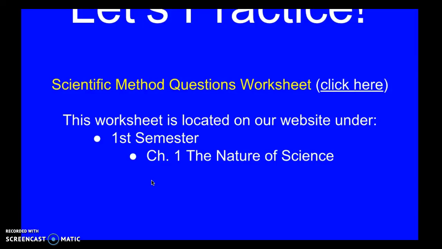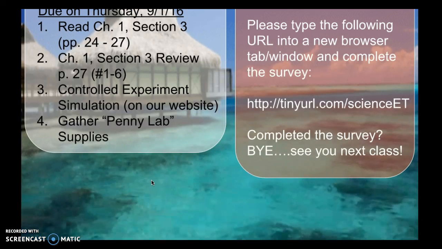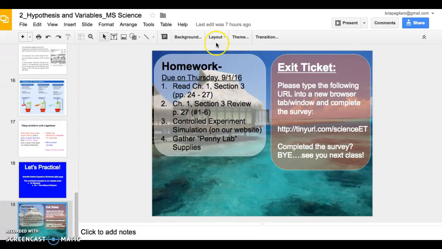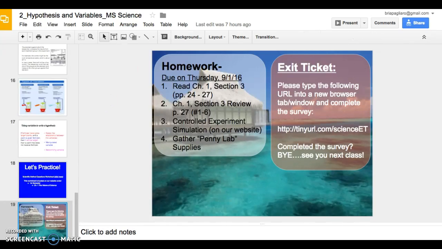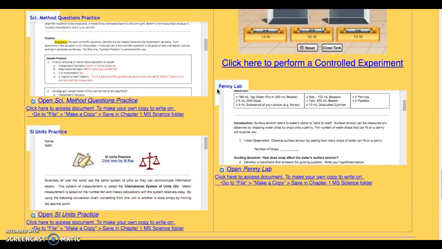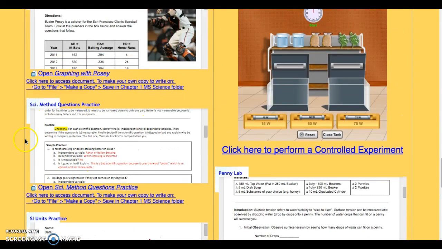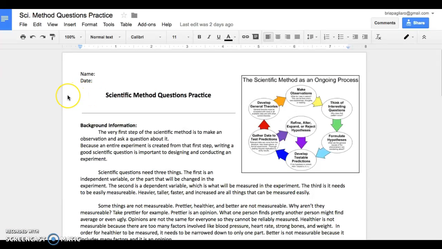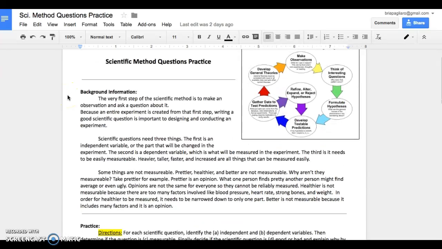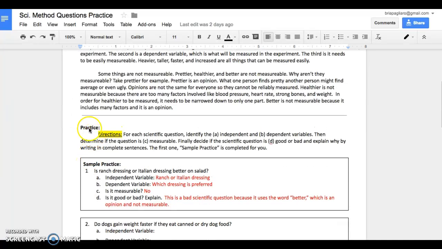All right, so let's practice with the scientific method questions worksheet. That's what you're going to do independently. So let me just show you what that looks like. Okay, so that's this worksheet here. Again, you can find that on our website. Here's our website, and it's right here. It's in the activity zone, right there under the Graphing with Posey, which you should have already completed. So on the scientific method questions practice, read the background, and then here are your directions. We'll go over this in the next class.